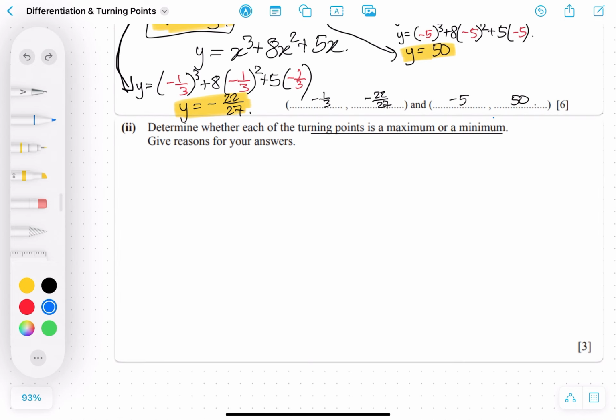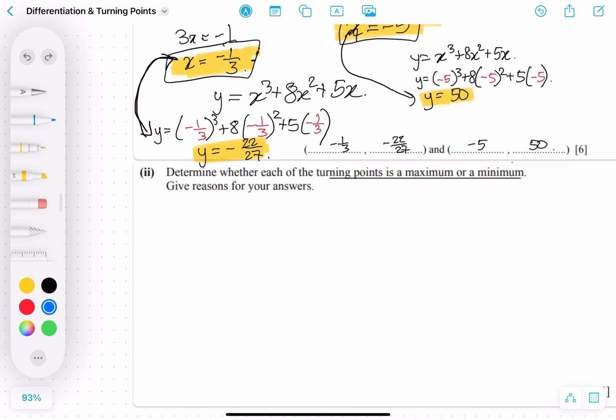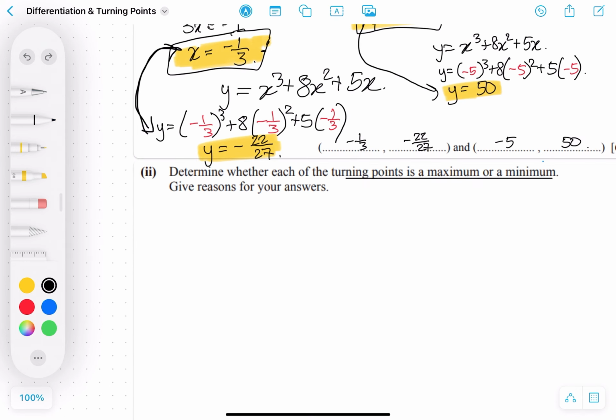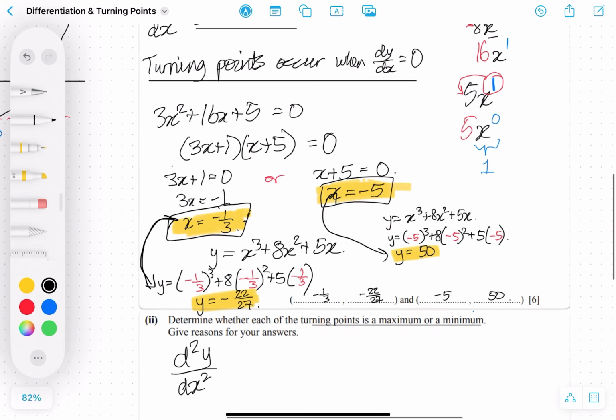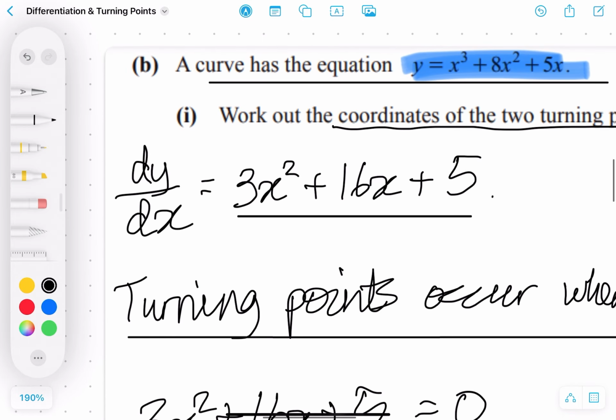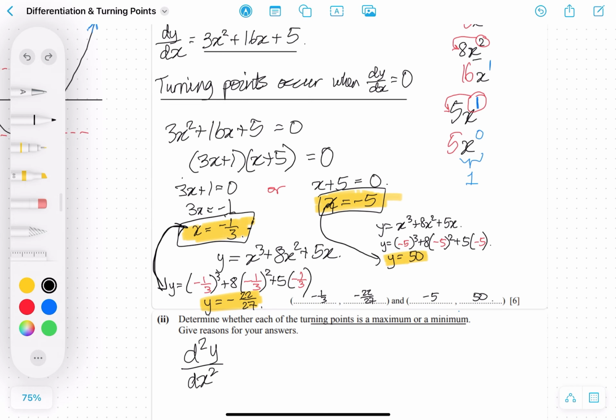So the way to find out whether a turning point is a maximum or minimum is we use the second derivative, which is d2y by dx squared. So to find the second derivative, all we have to do is differentiate dy by dx, the first derivative. So we know that dy by dx is equal to 3x squared plus 16x plus 5.